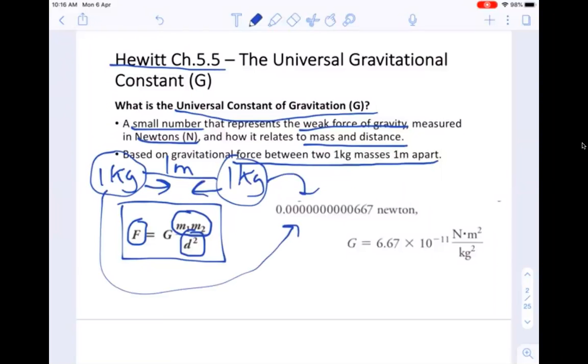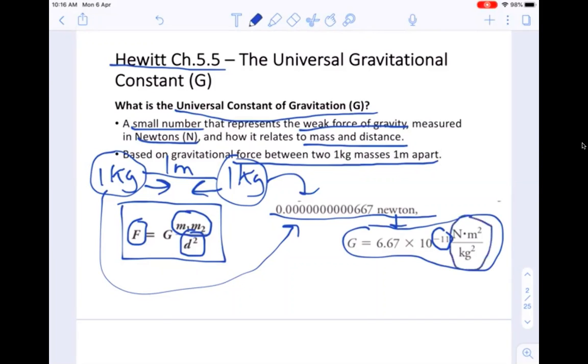And so we can rewrite that in scientific notation form as 6.67 times 10 to the negative 11. Again, that negative 11 there tells you it's a very, very small number. Gravity is a very weak force. It also has a crazy unit on it, newtons meters.